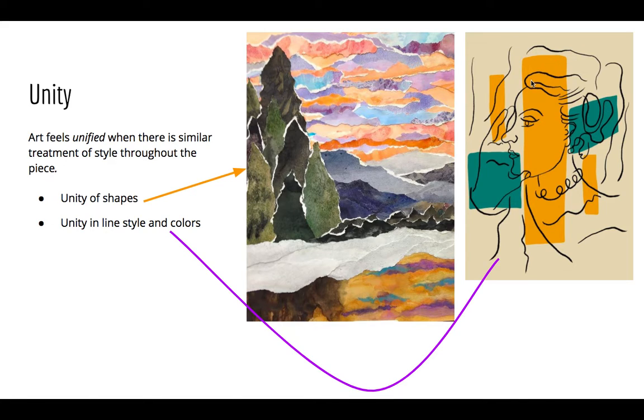And then over in the second one, we're seeing unity in the line style. So not all the lines are the exact same width, but they're pretty similar in how thick they are, and they're all curvy lines, and they taper at the end, so the line treatment is similar. And then also there's a limited color palette. We've only got the teal and the yellow and the black and the white, and it just keeps it unified in that way.